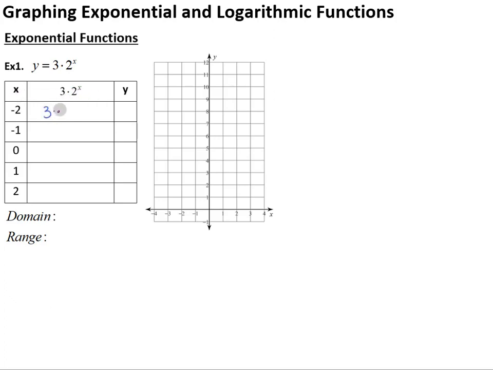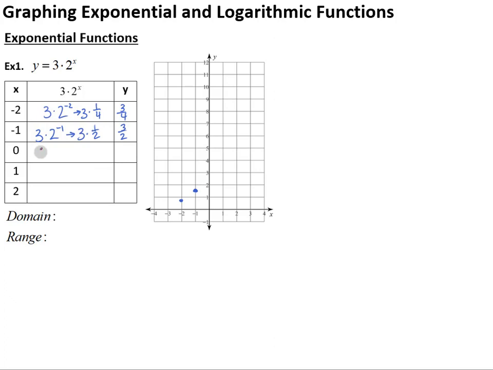As we plug in -2 for x, remember that's the same as 1 over 2 squared, which is 1/4. So 3 times 1/4 is 3/4. So at -2, we are at 3/4, somewhere roughly there. At -1, 2 to the negative first gives us 1 over 2 to the first power, which is 1/2, which gives us 3/2, or 1.5 as a decimal.